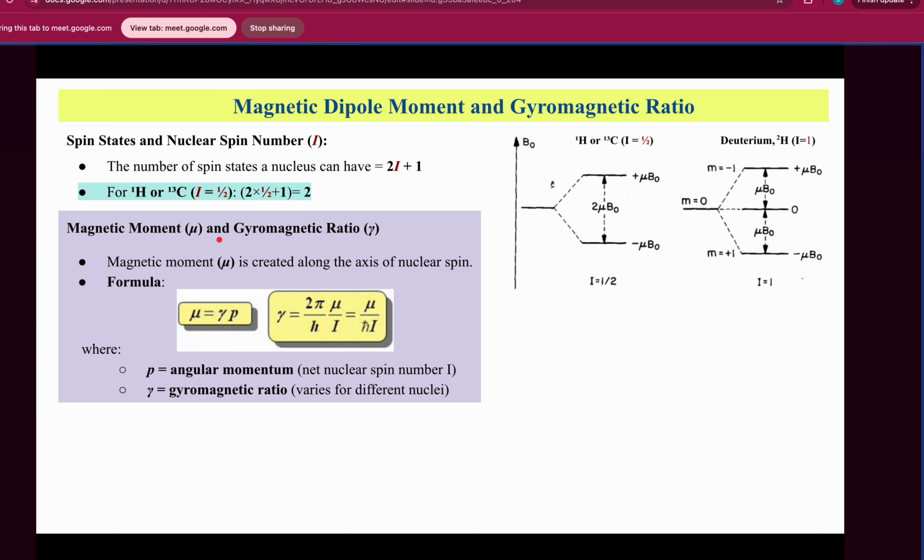Now the concept of magnetic moment and gyromagnetic ratio comes into the picture. The nucleus is already having some spin value. When we apply an external magnetic field, how the spin is changing is referred to as the magnetic moment, that is, the change which comes after applying the magnetic field. Magnetic moment is equal to gamma p, where gamma is the gyromagnetic ratio and p is the angular momentum. Angular momentum is the net nuclear spin number, which is simply I. So gamma will be equal to 2 pi by h mu I, which is equal to mu h by I.